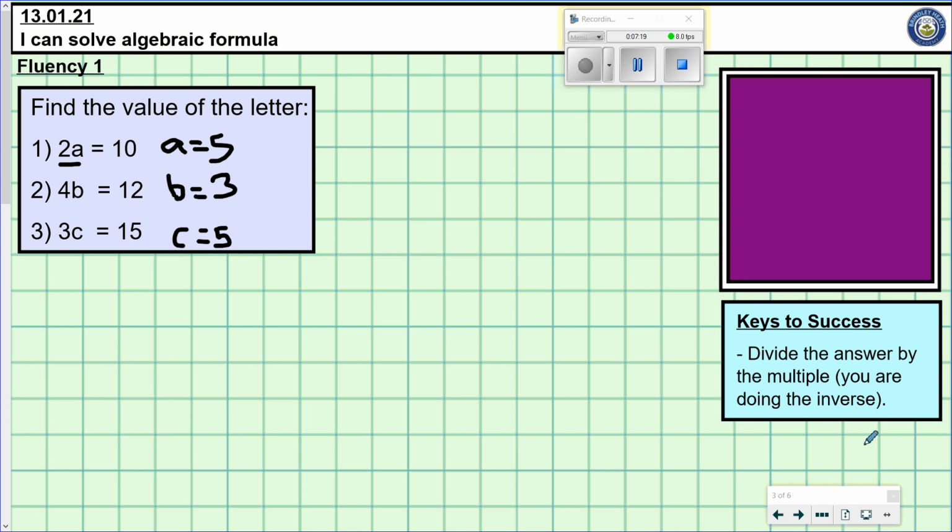Okay, so each time you're working backwards, you're taking your answer and dividing it by the multiple. What you're doing here is the inverse. Remember, in maths, inverse means the opposite. Here we were saying 3c is 3 lots of, or 3 times, c. You're dividing, so you're doing the inverse.